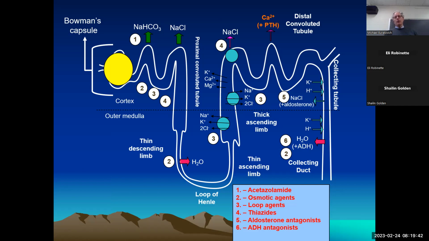When you get to the loop of Henle, there's a thin loop of Henle and a thick ascending loop of Henle. The thin descending loop of Henle is permeable to water. You recapture a good deal of water. The thick ascending loop of Henle has these very powerful ion pumps, and the thick ascending loop of Henle is also impermeable to water.